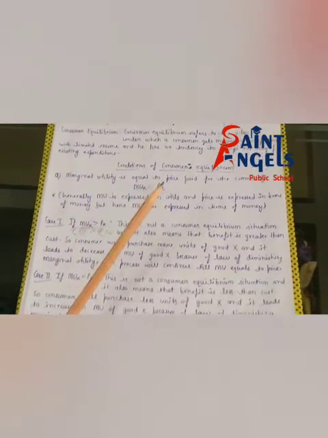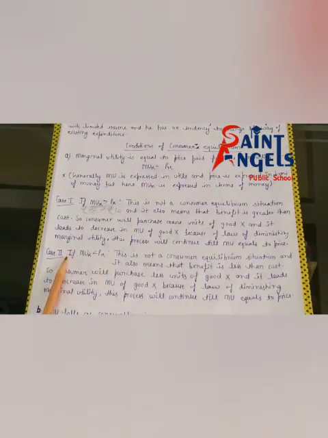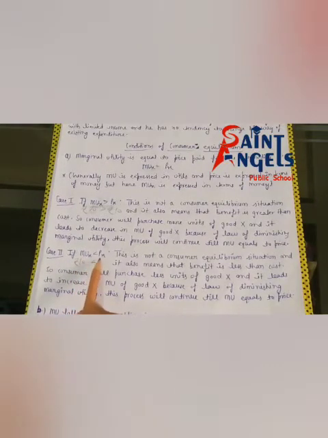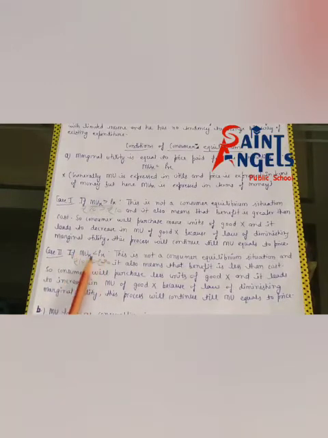See next. Case two: if marginal utility is less than the price paid for the commodity. It means that benefit is less than cost. Suppose take this rupee 10 and take this rupee 20. It means that benefit is less than cost. What does it mean? You know that MU is not equal to price.